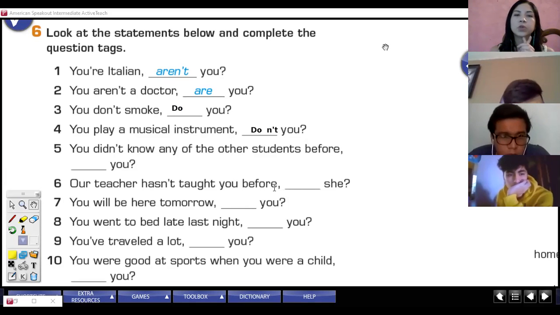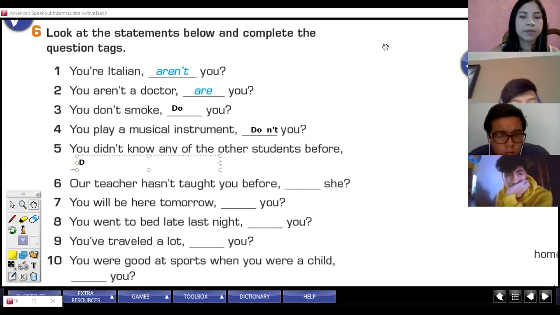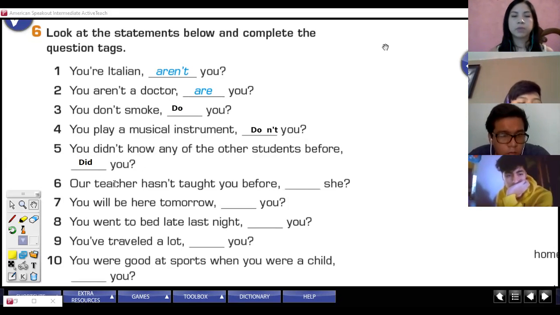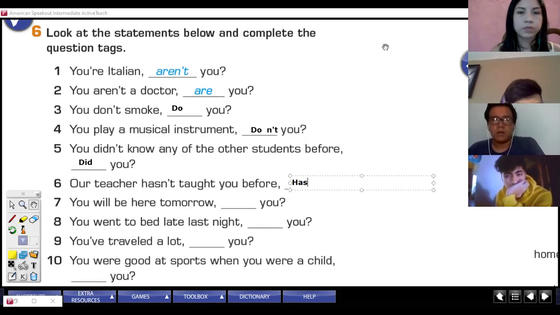Number 5. You didn't know any of other students before. Did you? Negative with affirmative. And this is simple past. Number 6, our teacher hasn't taught you before. We have present perfect. What is the auxiliary? Present perfect. Has. Has she?